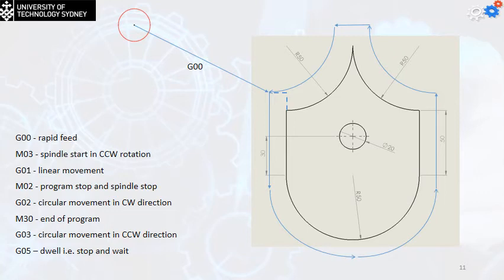So first, to start a program, you have to write down M03. Then you are going to define, for example, what will be the spindle rate. Let's say it's going to be 1000. Then the second line is going to be G00. You don't have to identify the origin point. You have to identify the final point.